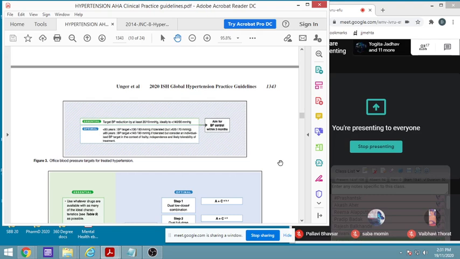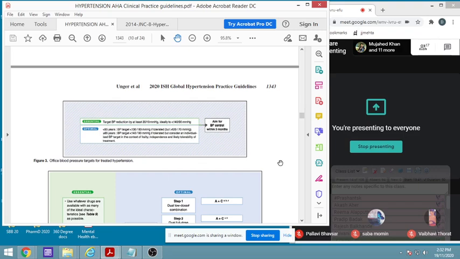What are your goals? Now your essential goal is to target a blood pressure reduction of at least 20 by 10 mm of Hg. Ideally it should be less than 140 by 90. So your most essential goal is that the blood pressure should be reduced by at least 20 systolic and 10 diastolic mm of Hg. And if you can make it to less than 140 systolic and less than 90 diastolic, that is the best thing.